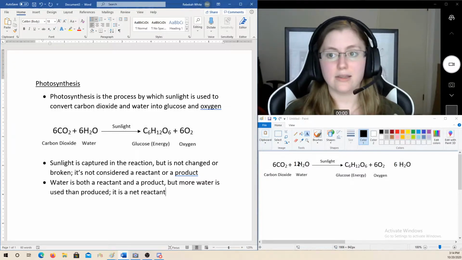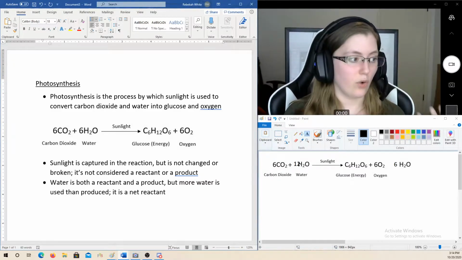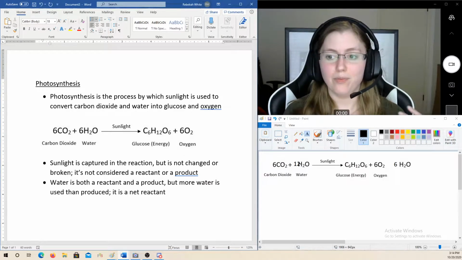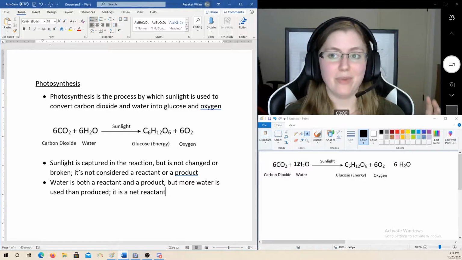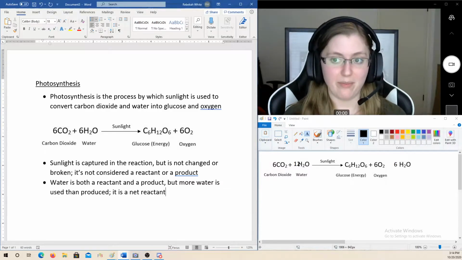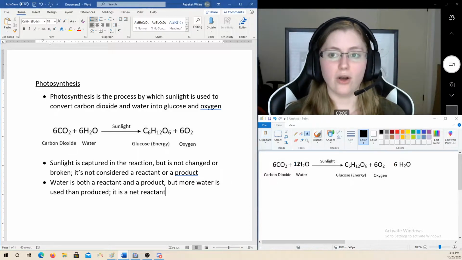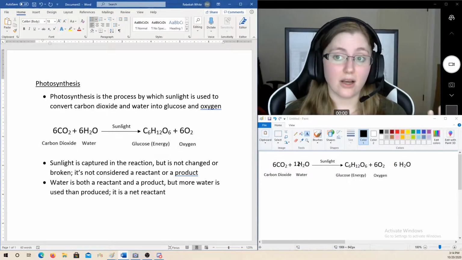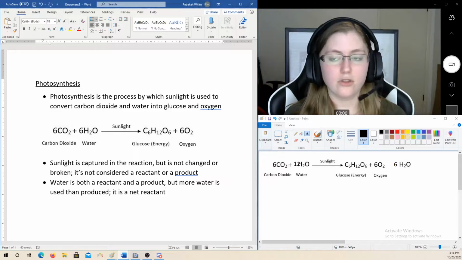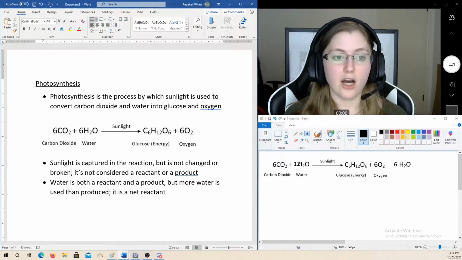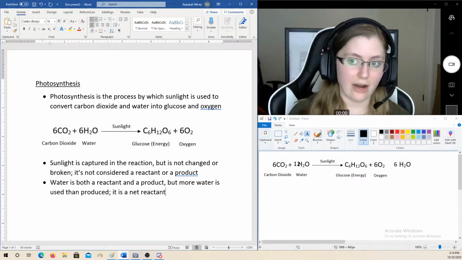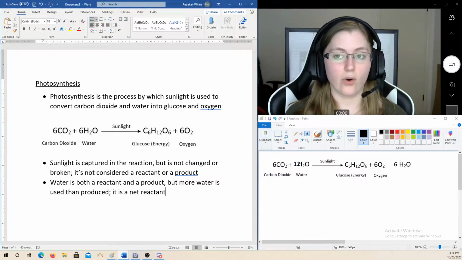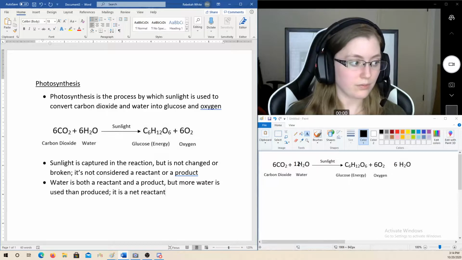So it's a net reactant. We're pretty much canceling out the molecules that have been used and produced when they balance each other out. So we go from having 12 on one side and 6 on the other side to having 6 on one side and none on the other side. We're just not showing the water molecules that balance each other out in the reaction. This is called a net reactant, or the net amount of water.